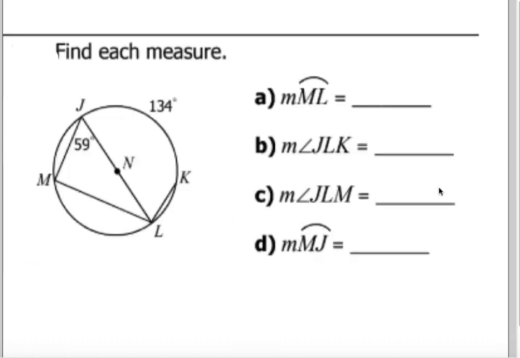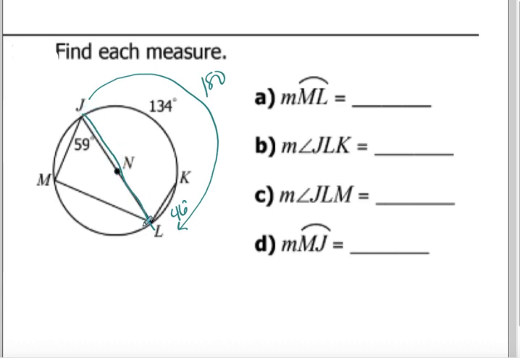Here I have a more complicated example. When you are doing these, it's very important to be on the lookout for diameters. Here is a diameter, and that means that all the way across here is 180. So we're able to find this piece of arc if we wanted to. So 180 minus 134 is 46 for that portion.